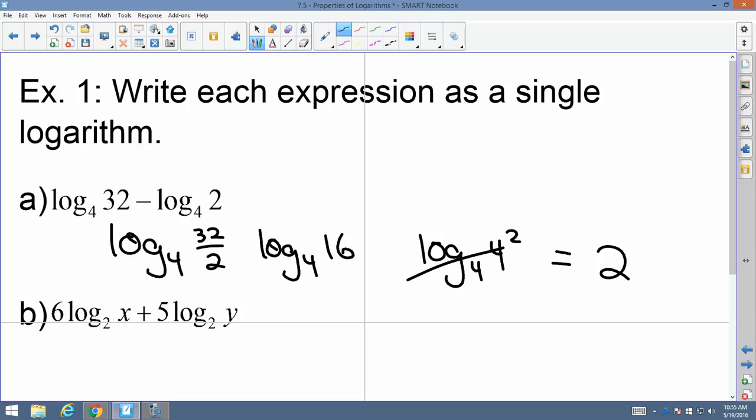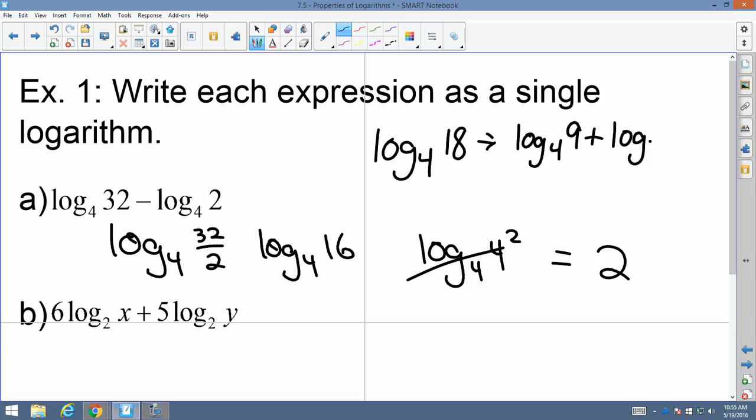You always simplify. Sometimes it gets real pretty and you simplify really nicely. Sometimes not. Let's say that would have been a 36 instead of a 2. Then that would have been log base 4 of 36 divided by 2, which is 18. But check this out. This would be log base 4 of 9 plus log base 4 of 2.